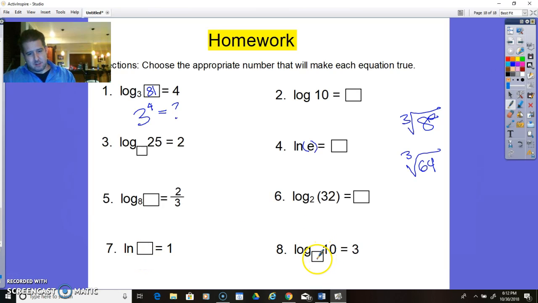And last but not least, what to the third power is 10? Okay, we've got to pause here because there's no base there. So what base to the third power is 10? If I'm going to try to find what this is, I would do the inverse of cubed, which is cubic root. And so the answer is actually cubic root of 10. Whatever the cubic root of 10 is, that is what this is right there.